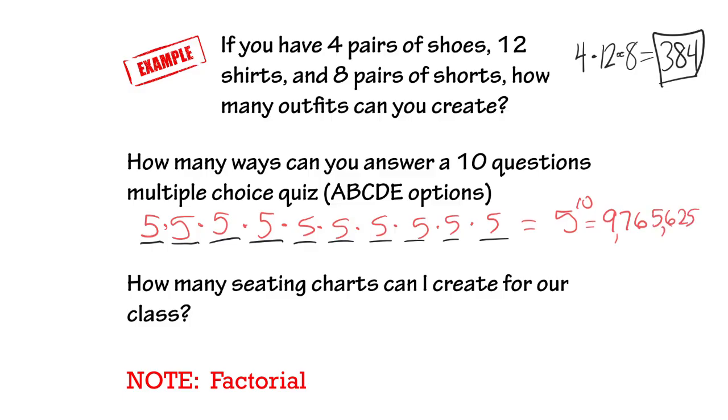So we have over 9 million, almost 10 million different ways that this test or quiz could be answered. All right, let's look at how many seating charts I can create for our class. Let's pretend there were 20 students in class today. That means I have 20 different seats and I'm putting students in them. Now, the order that I place them does matter.